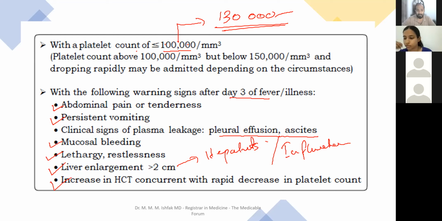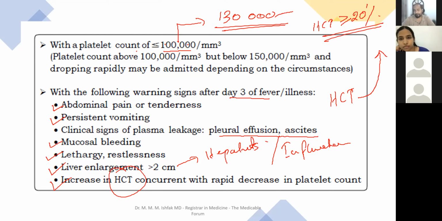Next is increase in hematocrit. Now, when the patient is leaking, your hematocrit will gradually start to rise, because gradually your blood is being concentrated. If your hematocrit rise is more than or equal to 20% of baseline, this is suggestive of a leak.